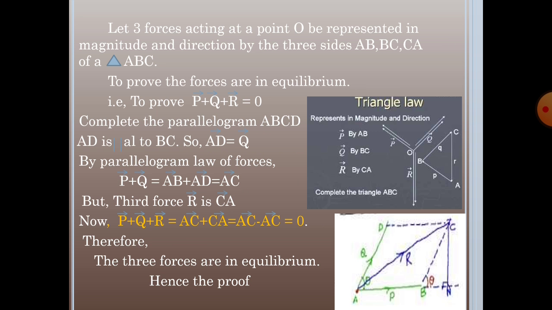By triangle law, the third vector, vector R, is represented by CA. Now, vector P plus vector Q plus vector R is equal to, vector P plus vector Q can be replaced as AC vector and R vector can be written as CA vector. Changing the direction, we get AC vector minus of AC vector, that is equal to 0. Since the sum of the forces is equal to 0, we can say the three forces are in equilibrium. Hence, the proof for triangle law of forces.